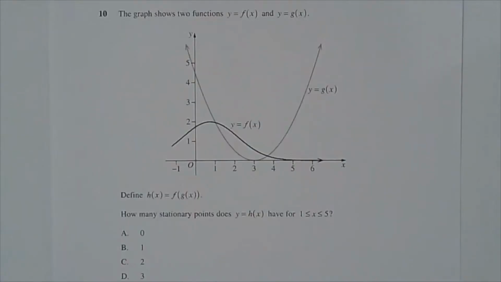Question 10. The graph shows two functions, y equals f of x and y equals g of x. Define h of x equals f of g of x. How many stationary points does y equals h of x have for x greater than or equal to 1 and less than or equal to 5?